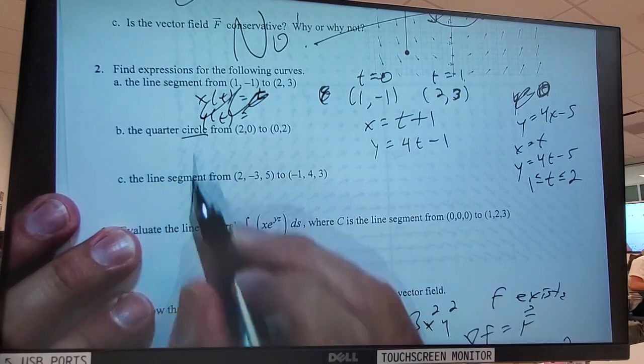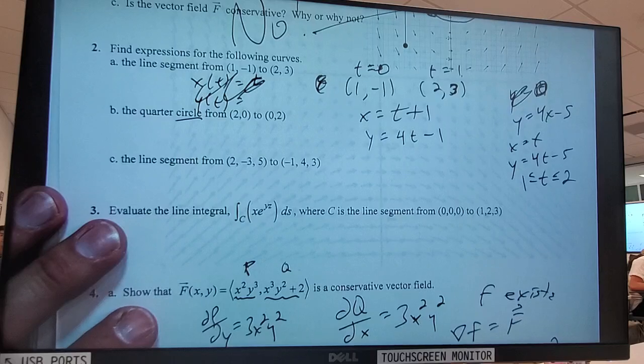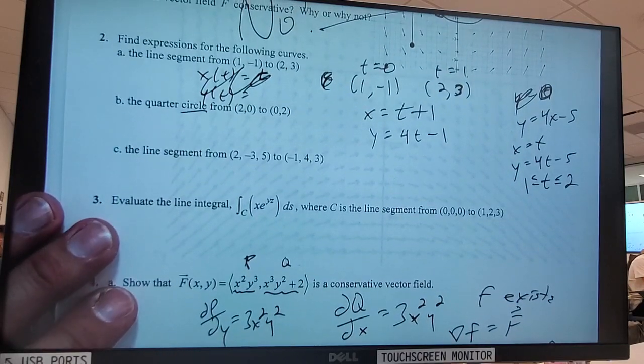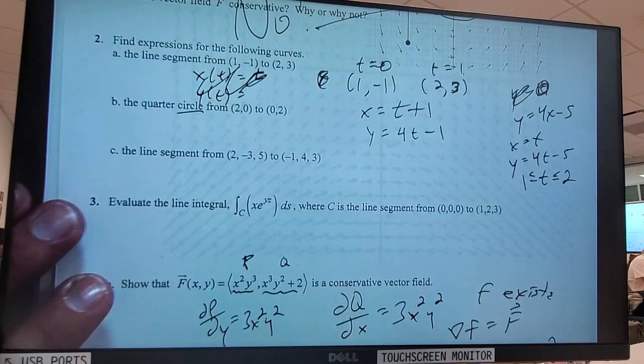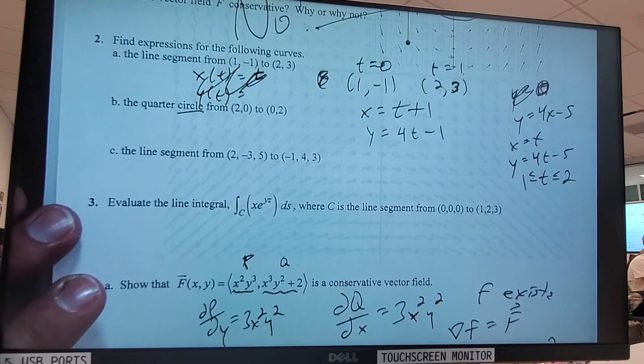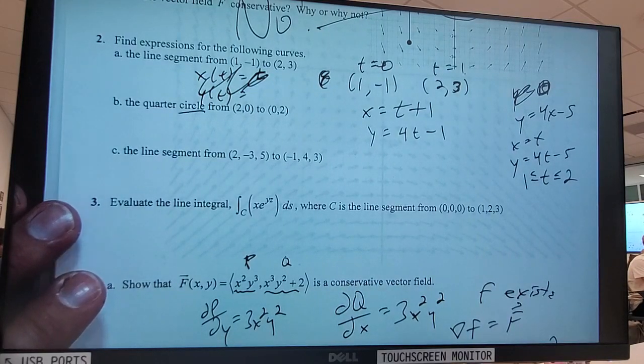So what do you guys think about this? It's a circle, which should give you a little bit of a hint as to what you want to do here. I don't want to use the equation of a circle, because then you have to take a square root, plus or minus, and pick the right one. What's a better way to parameterize a circle?